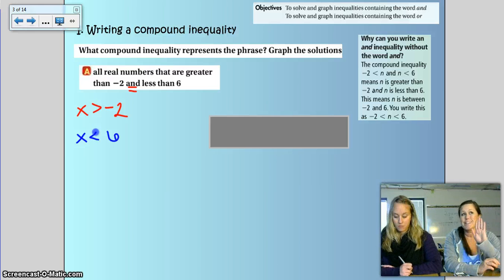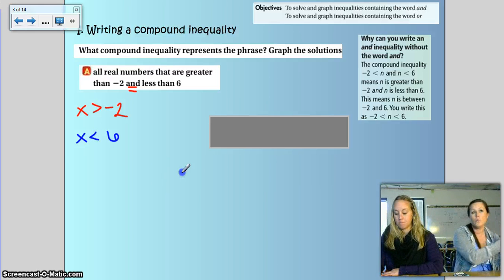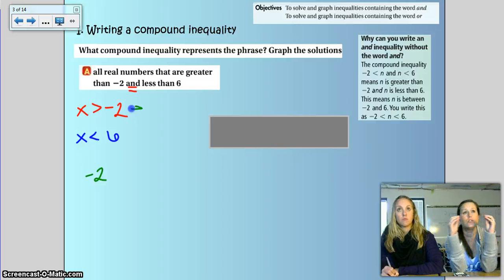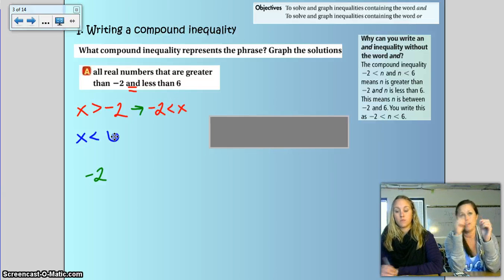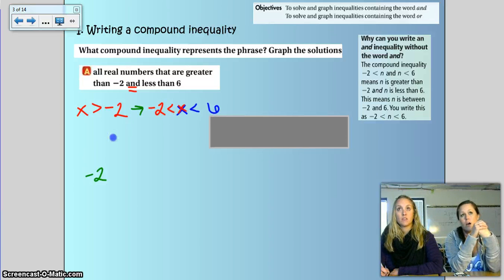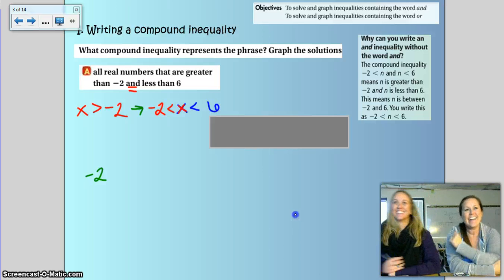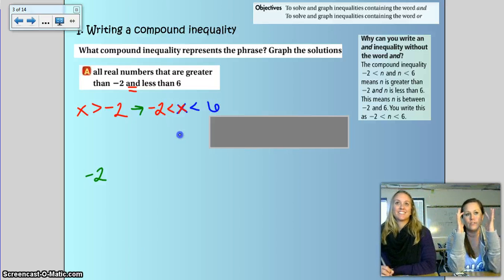Since it says "and," I'm going to write this all in one, smallest to biggest. Let's show how this looks. We're going to put the two x's together so that they're married in the middle. So -2 is less than x, and then the word "and." Then look what I can do, I can just bring this over. That's my final answer right there.